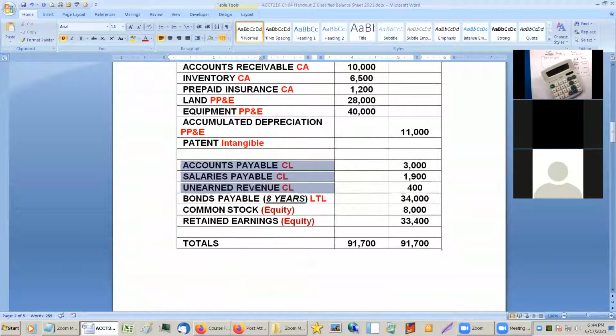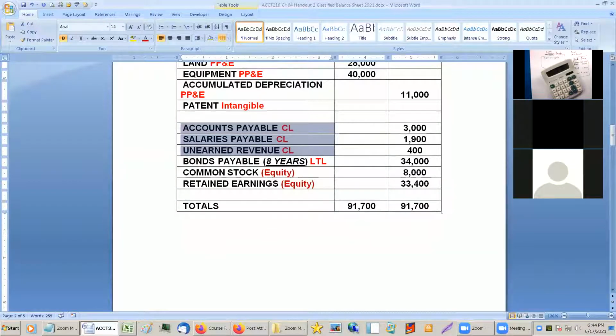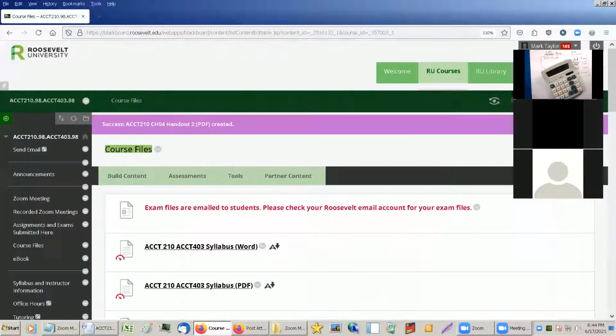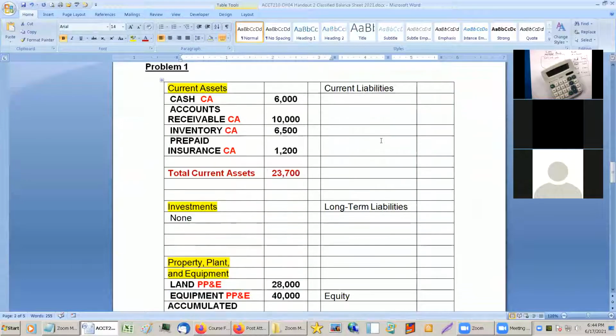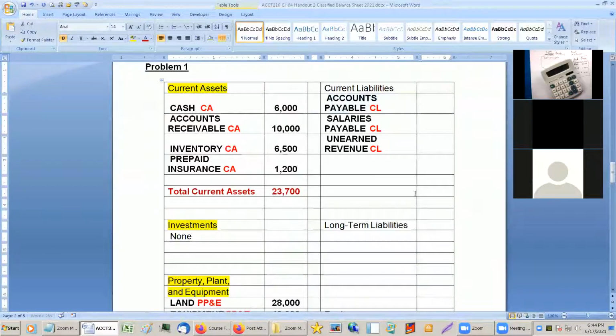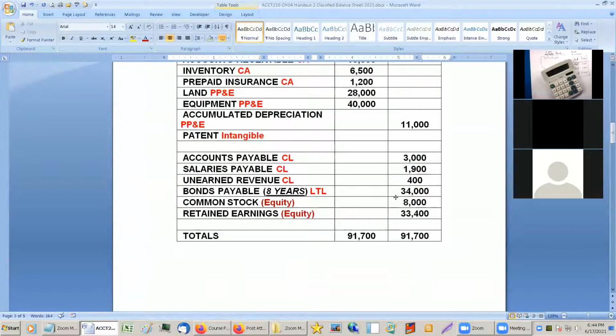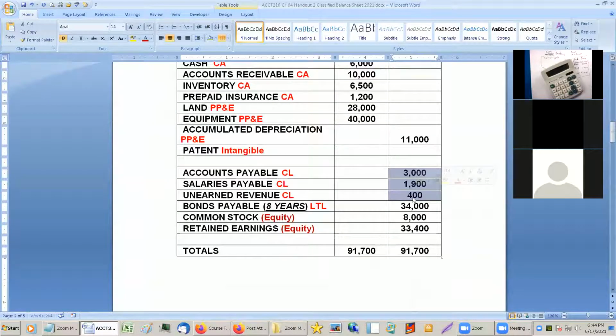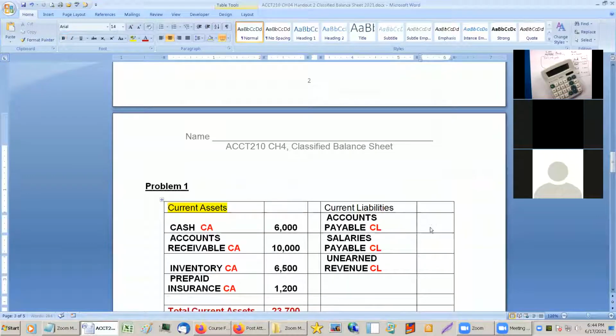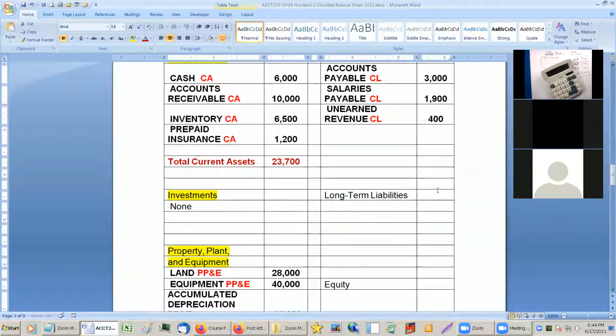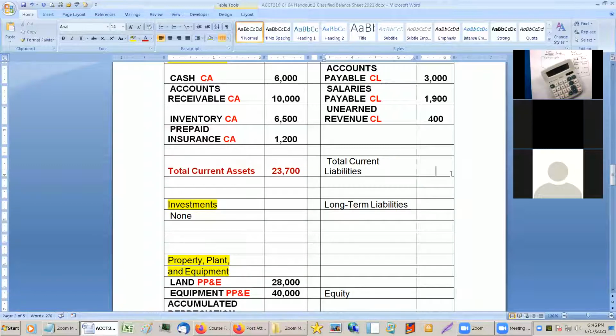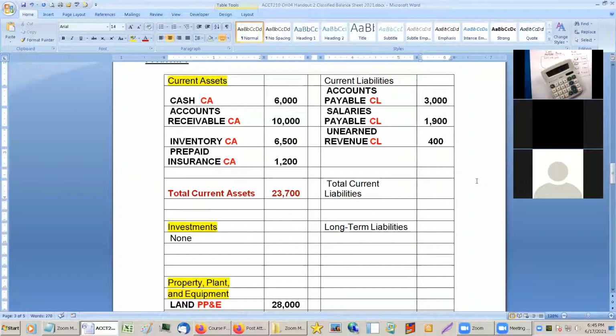All right. Coming over here, our current liabilities are these. Okay, so our total current liabilities for all those. 5,300? 5,300.